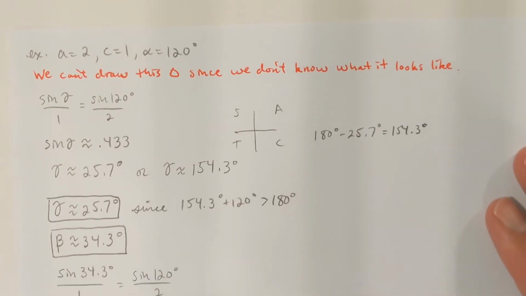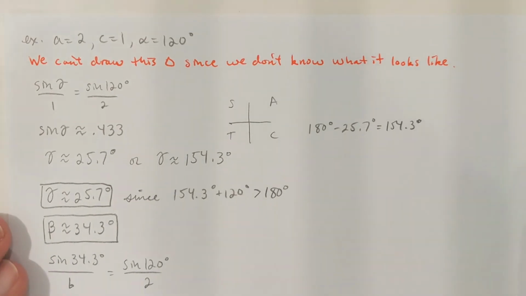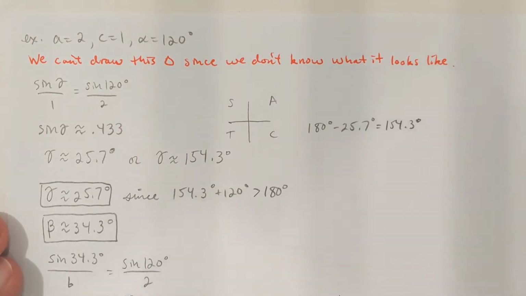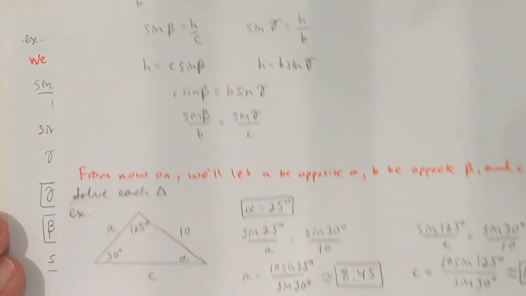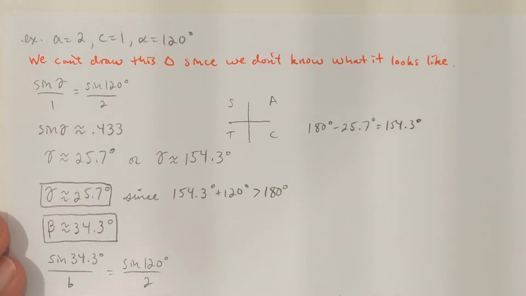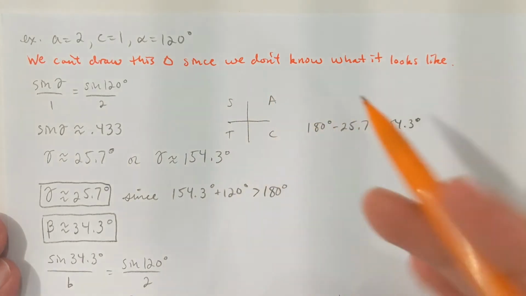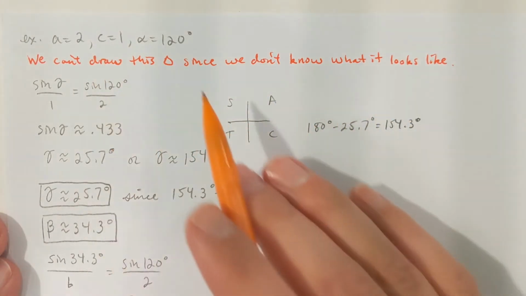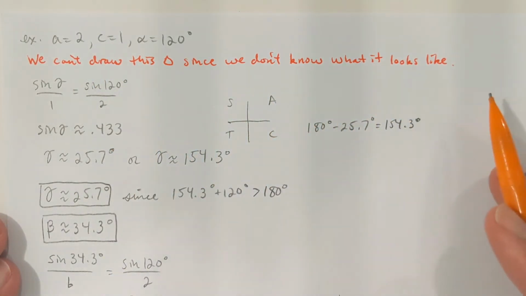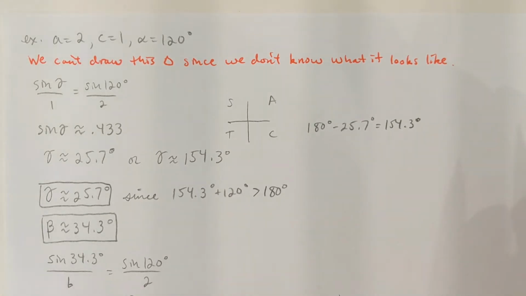Okay, here's another example. Suppose that we want to solve a triangle where A is 2, C is 1, and alpha is 120 degrees. Now, in this last problem, I already had a triangle drawn, but I can't draw a triangle for just any problem, since I have no idea what the triangle looks like, because I'm limited with the information here. But I'd like to solve the triangle, okay? So we need to find B, beta, and gamma.